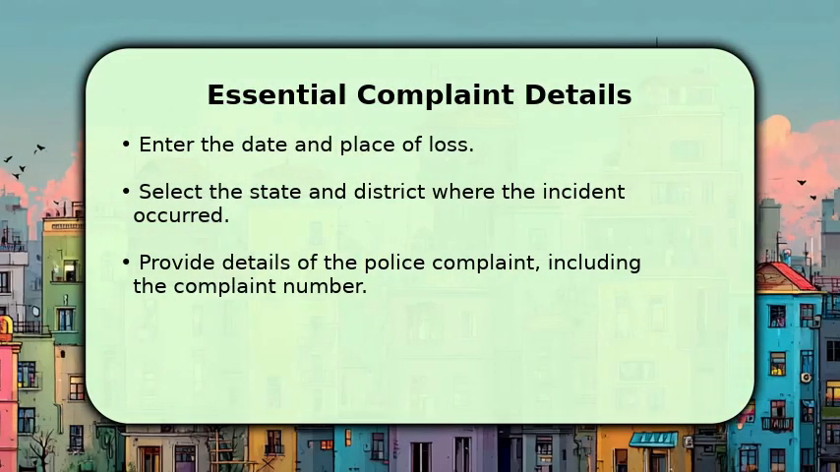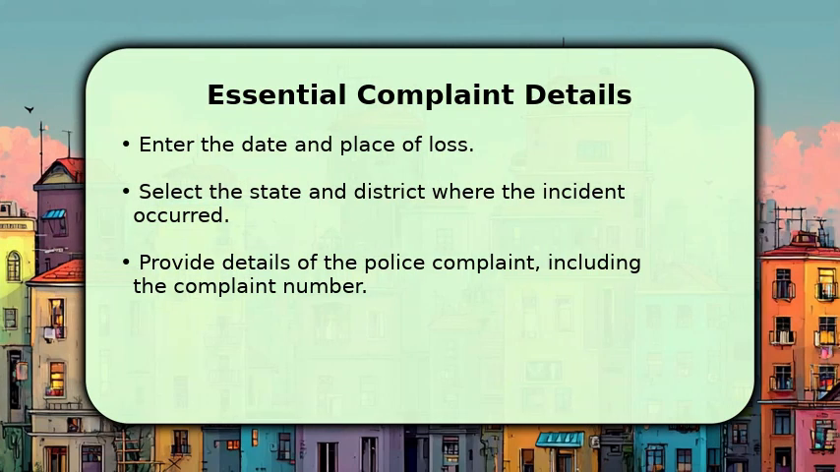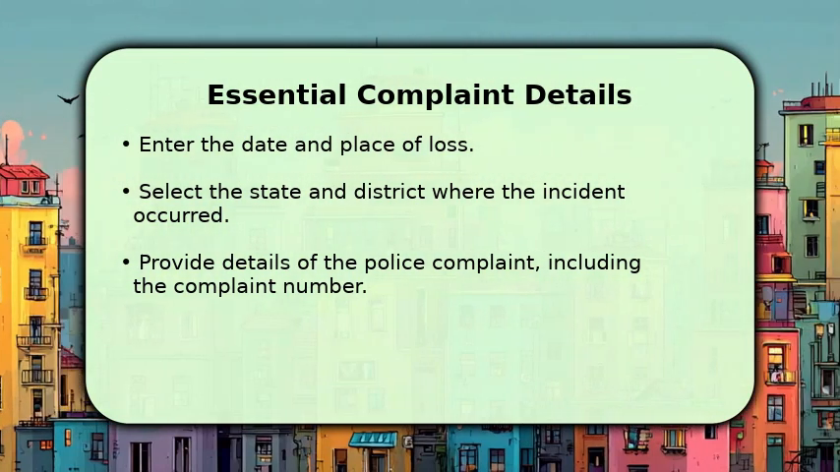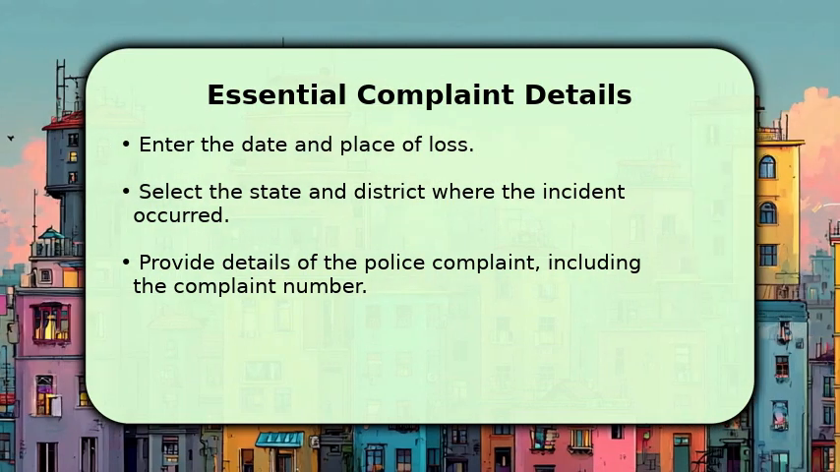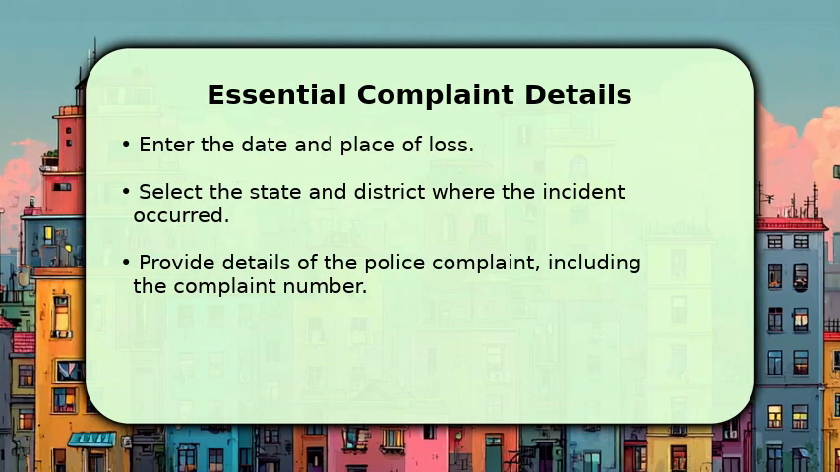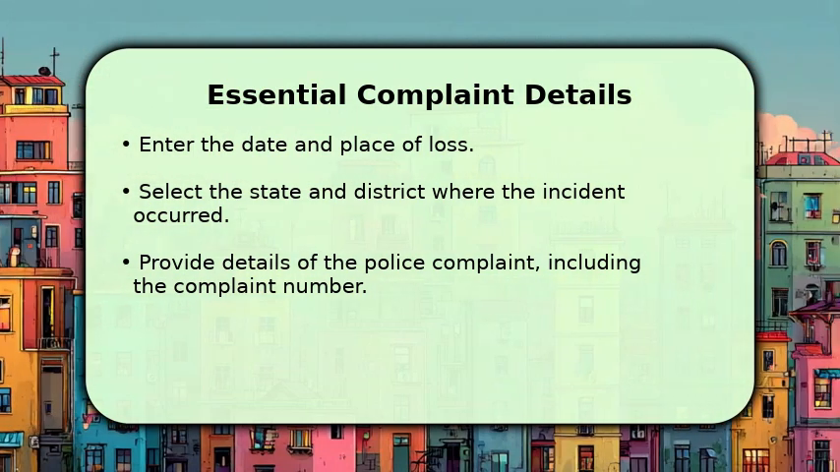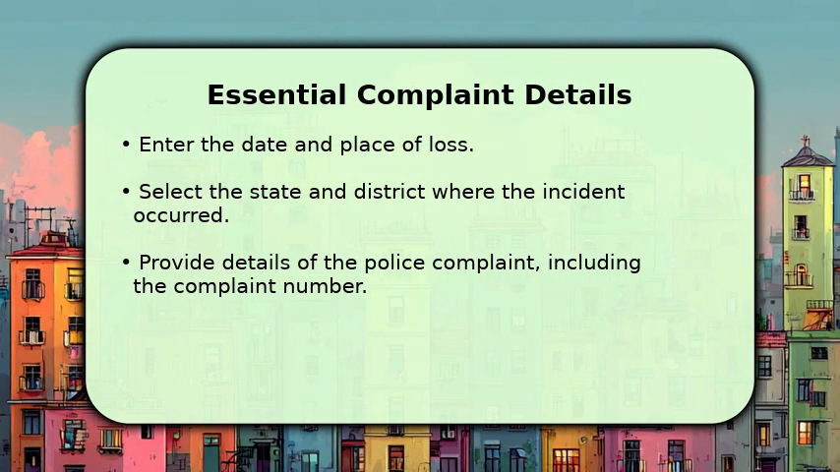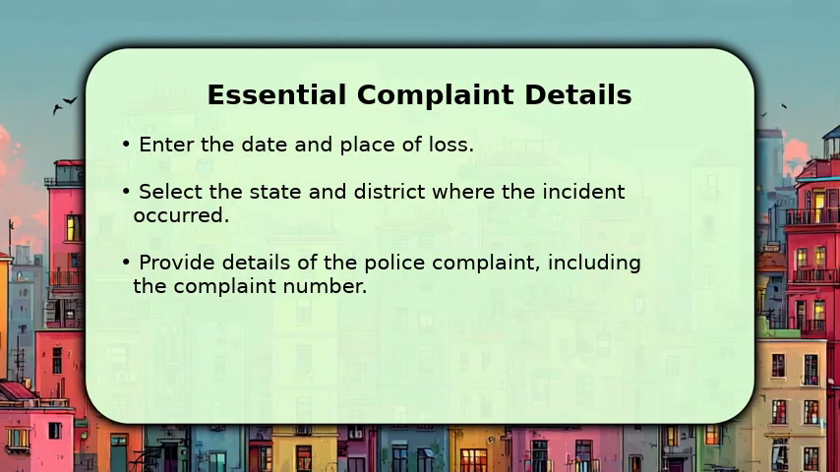Next, you'll need to furnish essential details about the incident. Accurately enter the date and specific place where your mobile was lost or stolen. Then, select the correct state and district from the drop-down menus. Crucially, you must provide details of your police complaint, including the unique complaint number, as this validates your request and helps authorities track the incident.